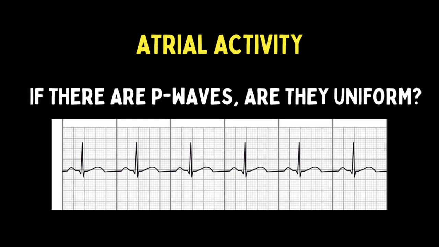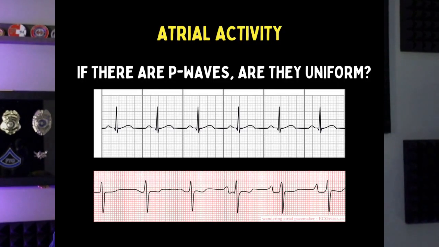If there are P waves, are they uniform or are they different looking? Different looking P waves mean that the SA node isn't generating all of the impulses like it should. Remember that each cardiac cell has the property of automaticity, meaning that it can generate a heartbeat. If you see a bunch of different looking P waves, then the impulses are coming from the atria still, which is good, but who knows from where?